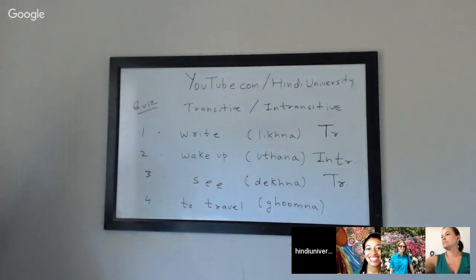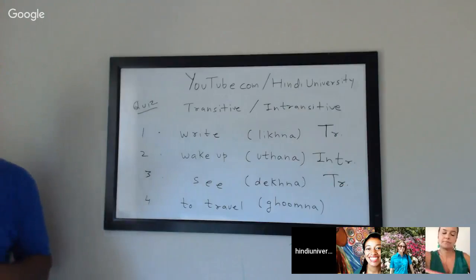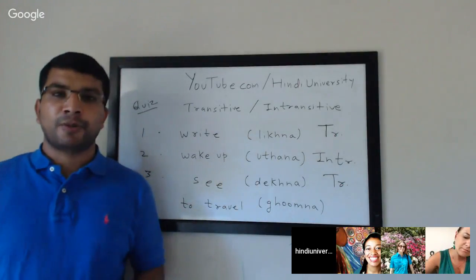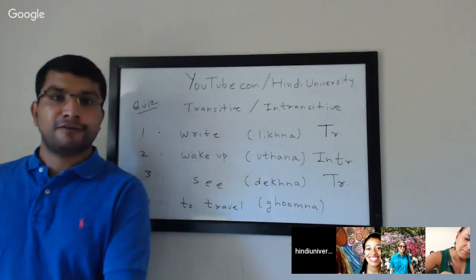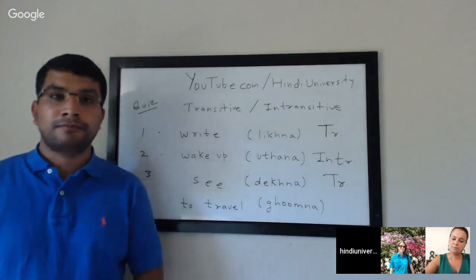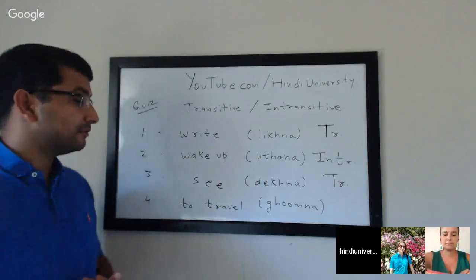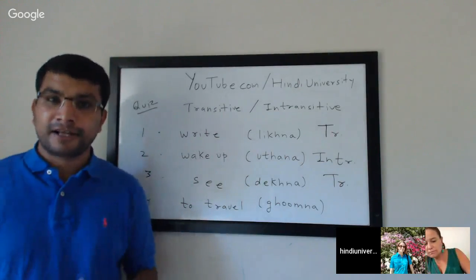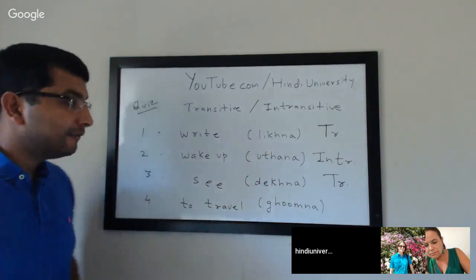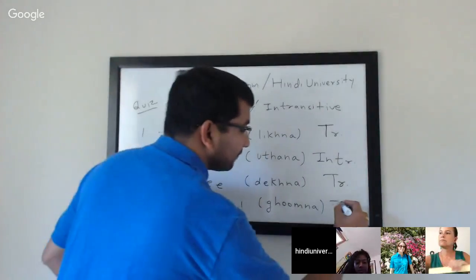Fourth one, I travel. Usually, when you say I travel, you say I travel somewhere, not something, right? You say I travel to India or Paris or Switzerland or Malta. You don't say I travel something, which makes it an intransitive verb.